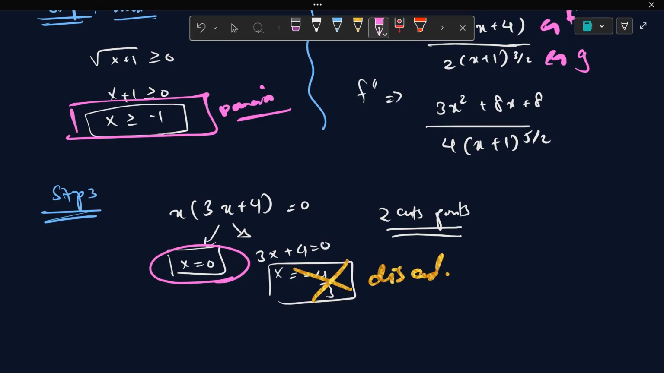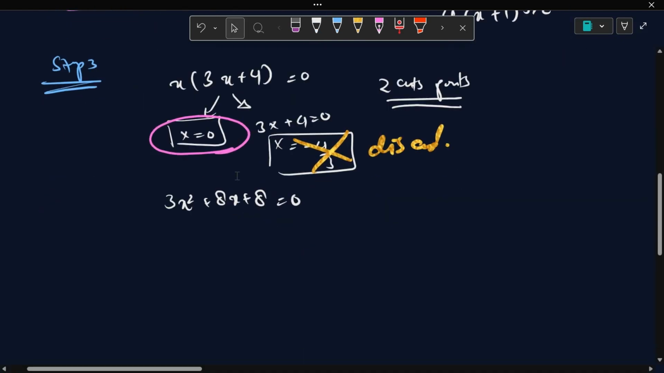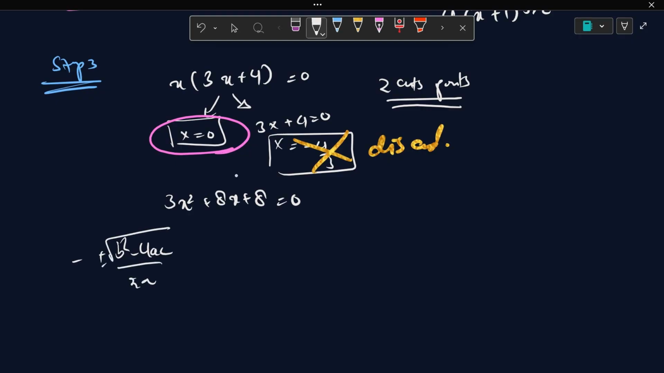So now once we have our critical point, we move on to the inflection point. Okay, so for the inflection point, we make the second derivative equal to 0. So we have the numerator of the second one as this one. So let's go ahead and make this one equal to 0 right now. Okay, so I have this one over here, I make this equal to 0. So here you can solve it using the quadratic formula, which is negative b plus or minus the square root of b squared minus 4ac, over 2a. Okay, so you have this one as well.